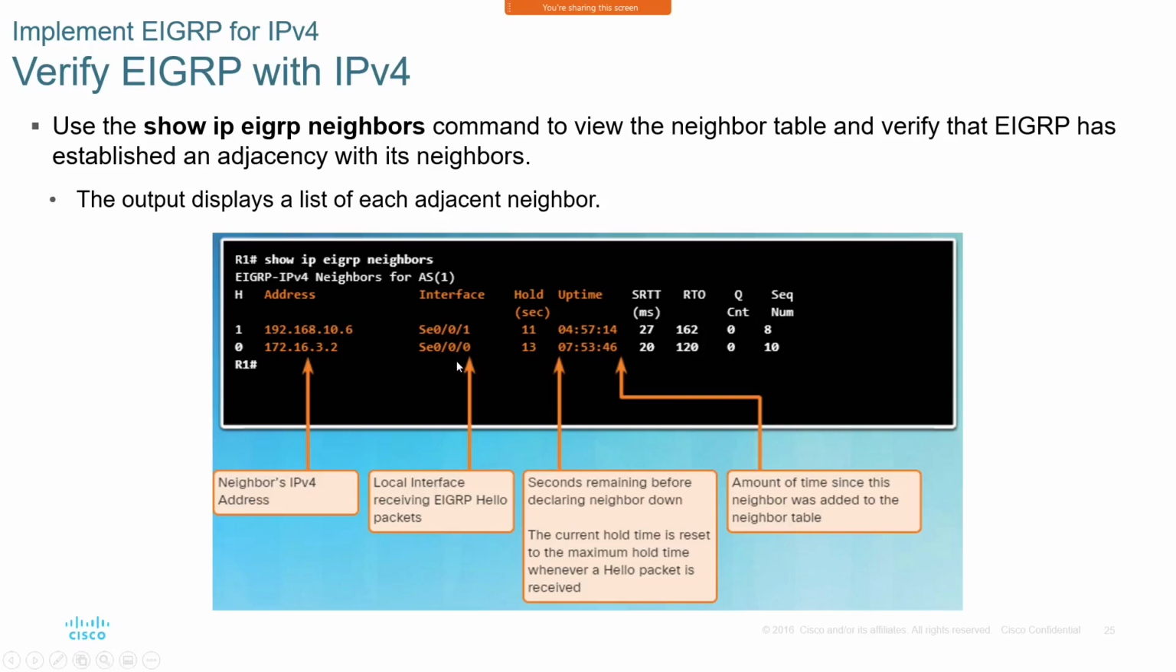So this is the address of the actual router. We also have the interface that is used to reach the neighbor. We have the hold time in seconds, so the amount of time it's still going to be waiting for another hello. We also have the uptime of the neighborship, so how long they have been friends for. And we also have some other information about the packets themselves.